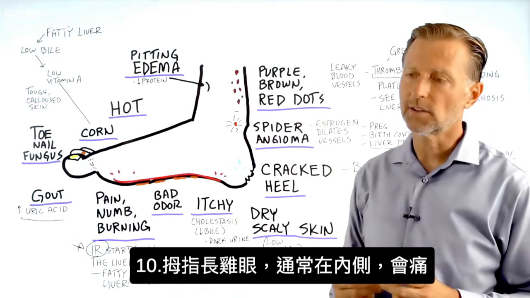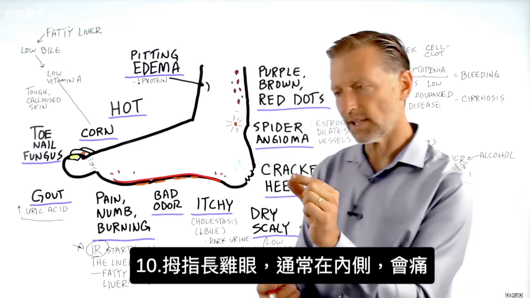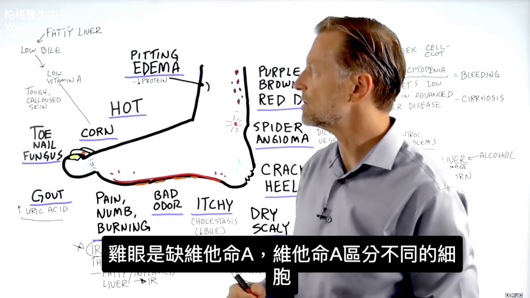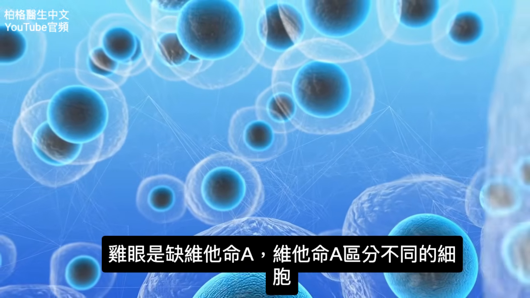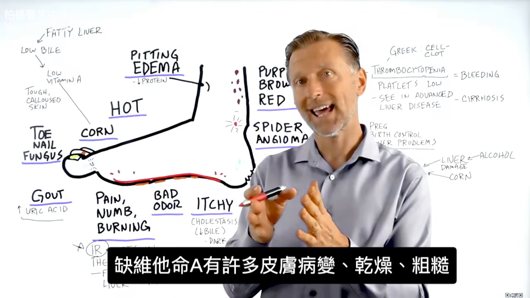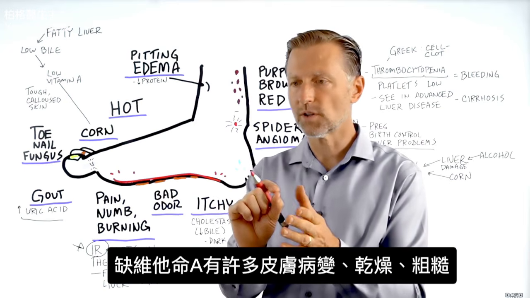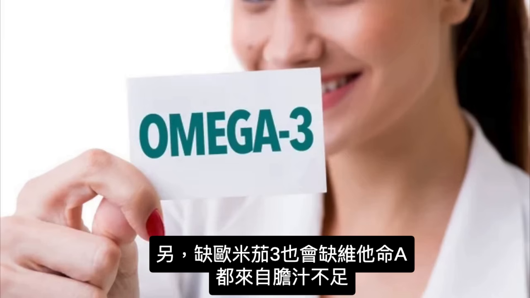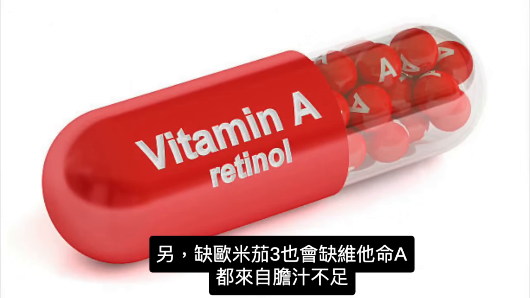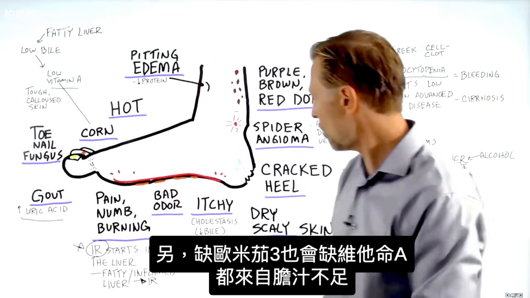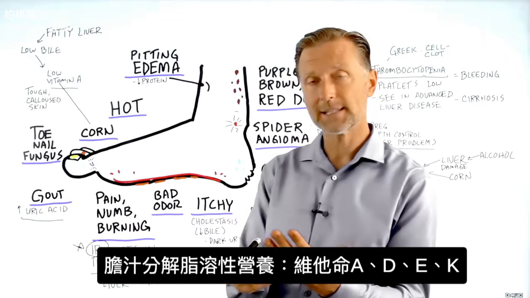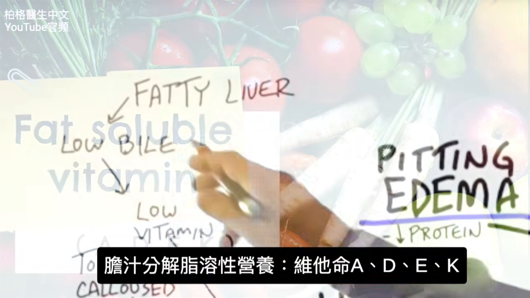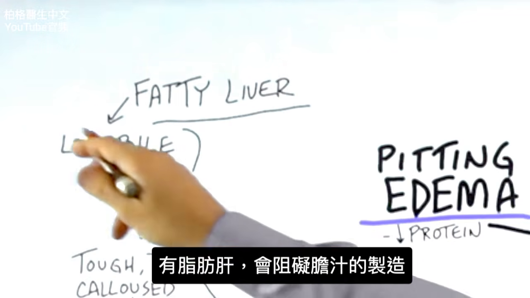All right, the next thing you can have is these corns on your toes. Usually they grow on the inside of the toe, can be very irritating. And a corn is really a vitamin A deficiency. Vitamin A is involved in the differentiation of certain cells. So anytime you're deficient in vitamin A, you'll have all sorts of skin issues, maybe certain weird growths that occur, or dryness or roughness. So in addition to the omega-3 fatty acid deficiency, you can also have a vitamin A deficiency, which comes from the same thing, low bile salts. Bile salts help you break down the fat-soluble nutrients, vitamin A, D, E, K, and a fatty liver can prevent the production of bile.